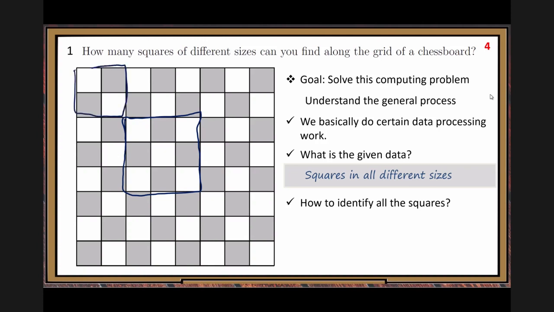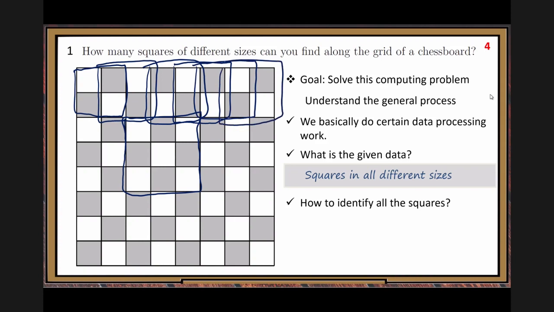Start from top left: the first 2 by 2, the second 2 by 2, and the next one in order. When we follow a certain order, we won't miss any. Make sure we won't miss any. And so on, until we hit the right bound.